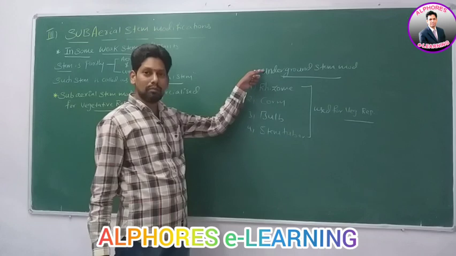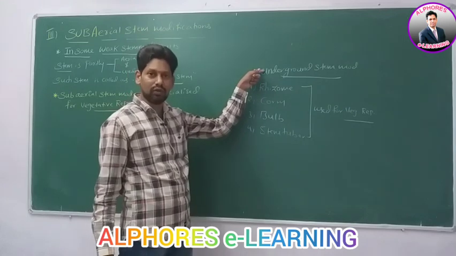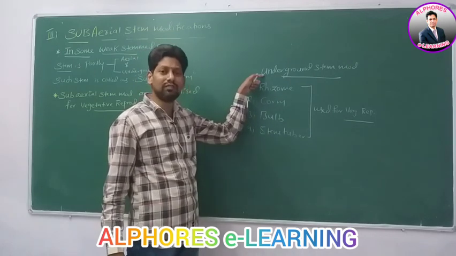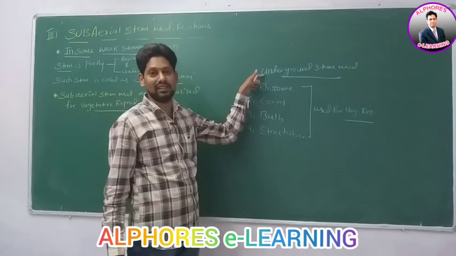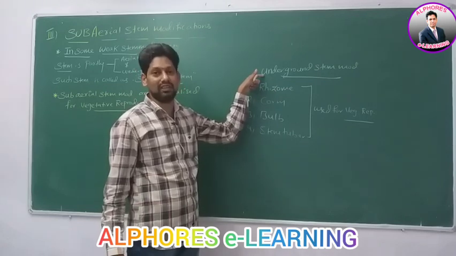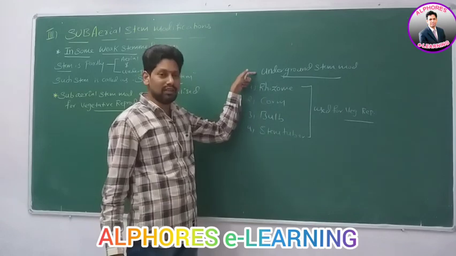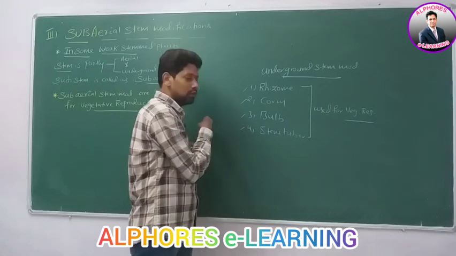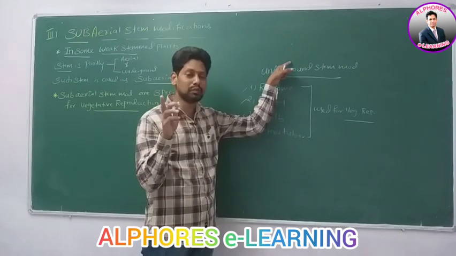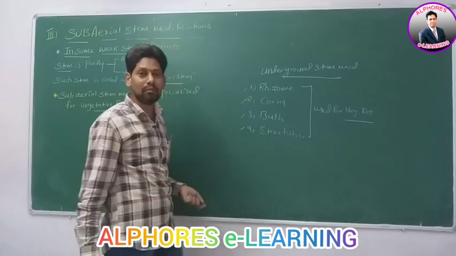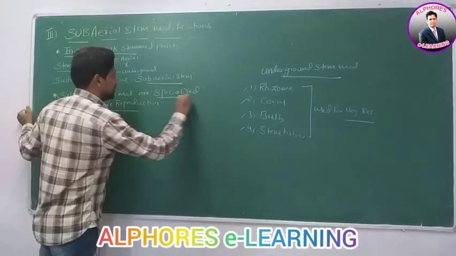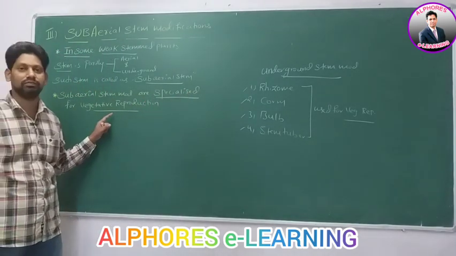But are underground stem modifications specialized for vegetative reproduction? No. They are not only used for vegetative reproduction, but also store food materials, are used for perennation, and protect the stem from herbivorous animals, grazing animals. Therefore, rhizome, corm, bulb, stem tuber, no doubt, are used for vegetative reproduction, but they are not specialized for it. Then which stem modifications are specialized for vegetative reproduction? Subaerial stem modifications.